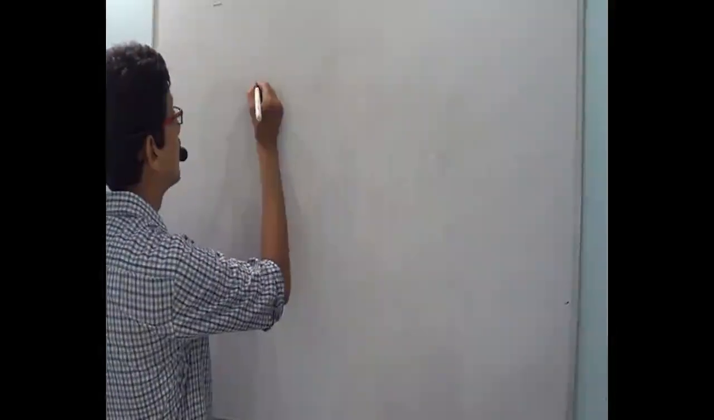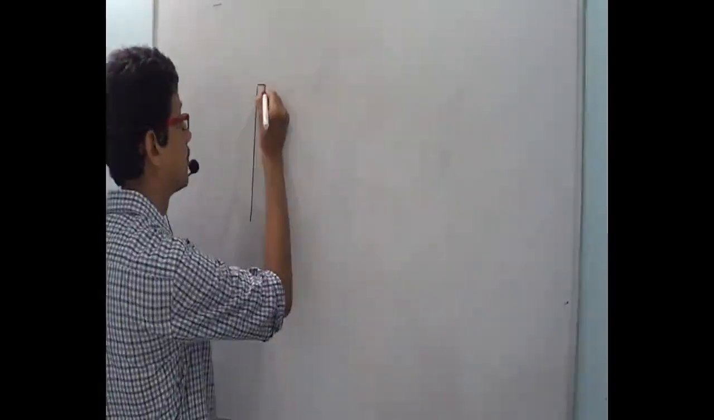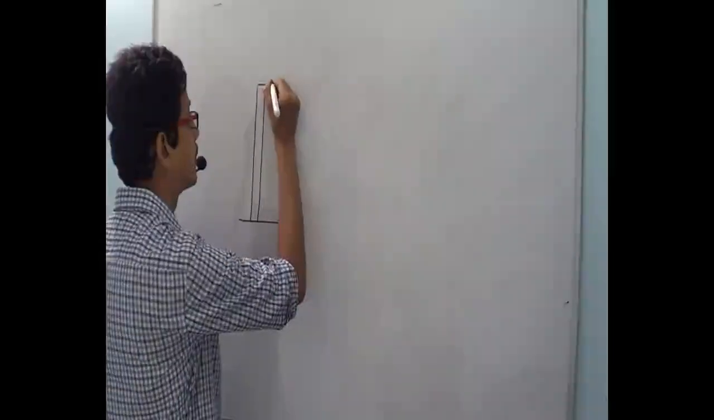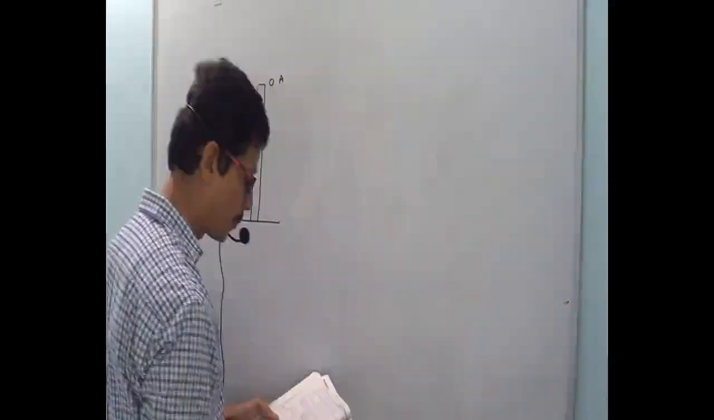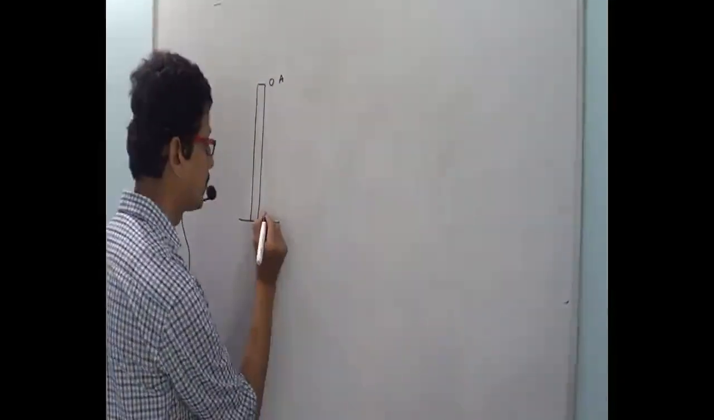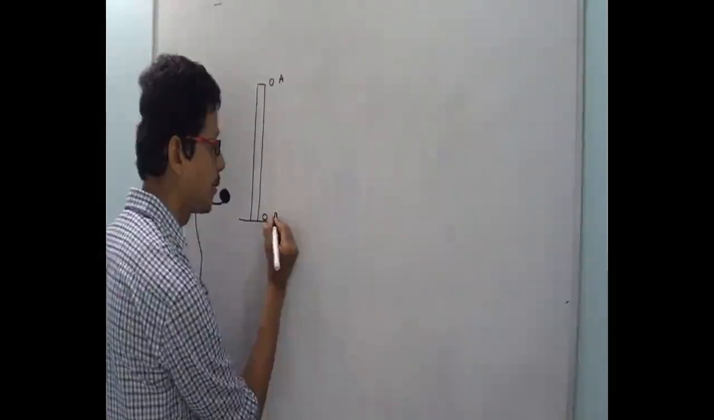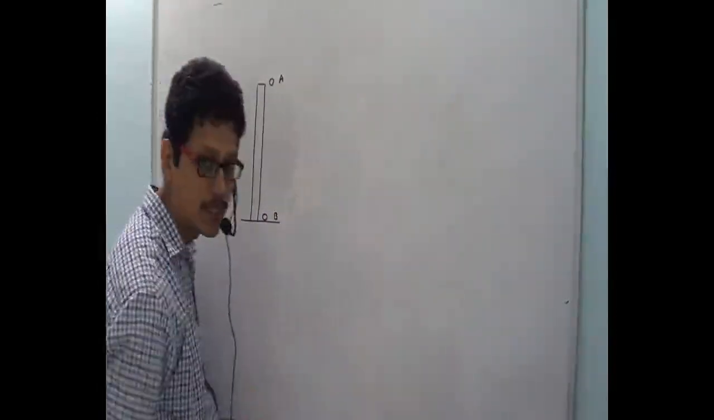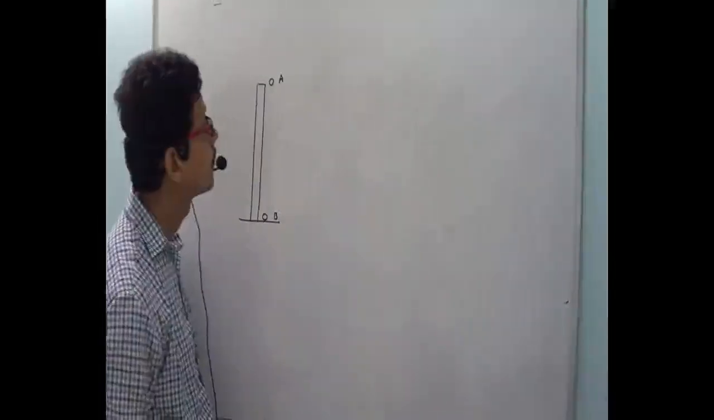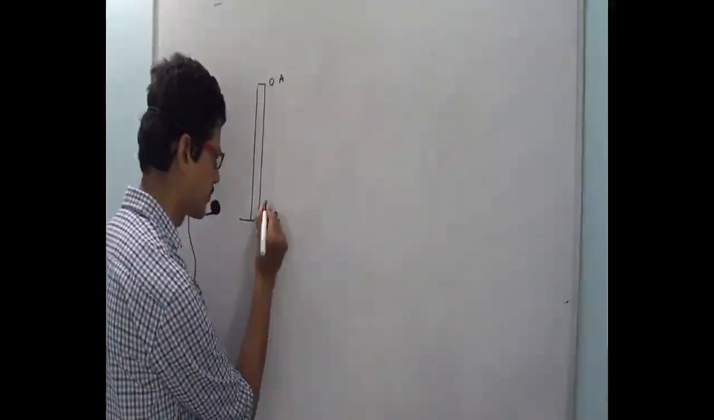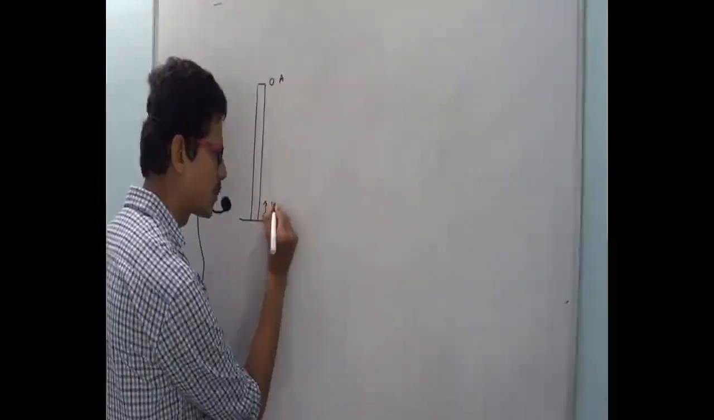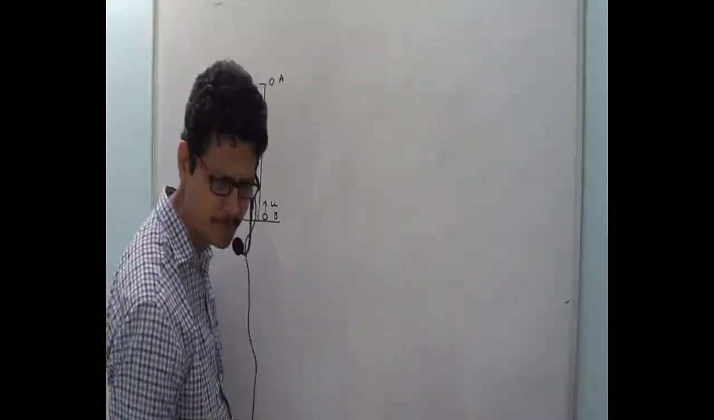Look, a ball is dropped from the top of a building. So there is a building here. This is ball A. And another ball B is thrown upward, an identical ball. Identical means same mass, same shape. This is projected vertically upwards. Let us take that it is projected with a speed u.